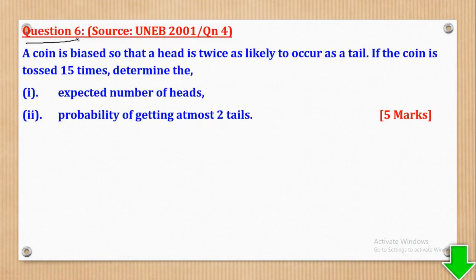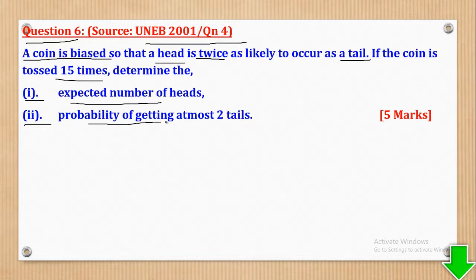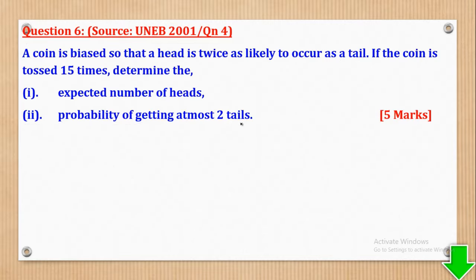Now we shall go to question 6, which came from UNEB 2001, paper 2, question 4, and says a coin is biased so that a head is twice as likely to occur as a tail. If the coin is tossed 15 times, determine Roman 1, the expected number of heads, and Roman 2, the probability of getting at most 2 tails.